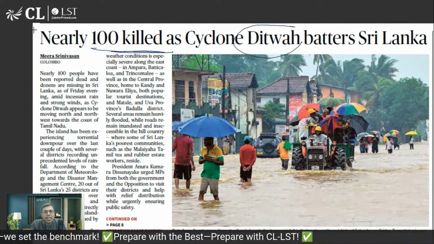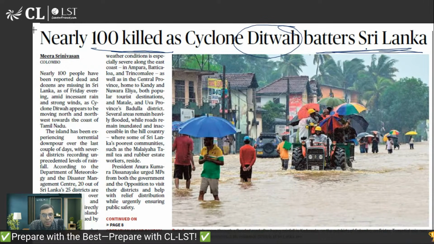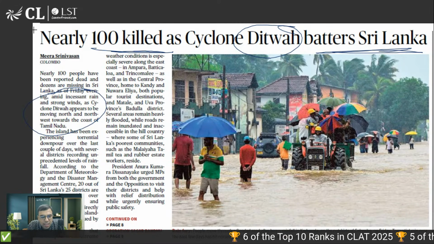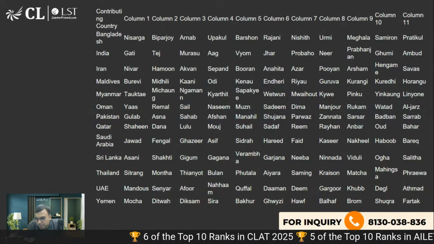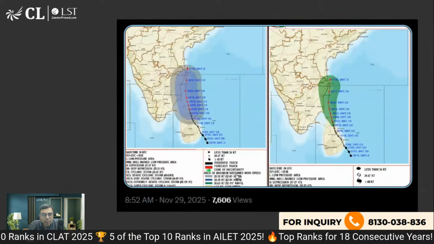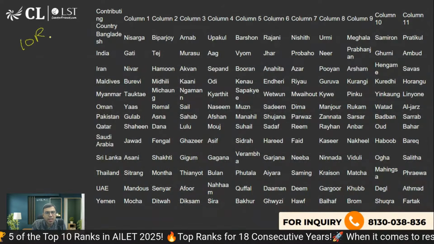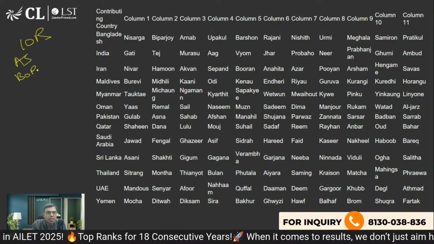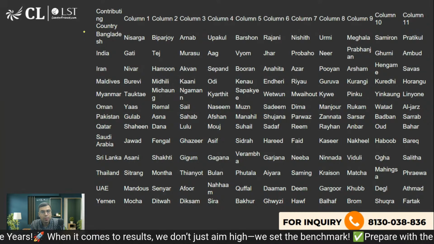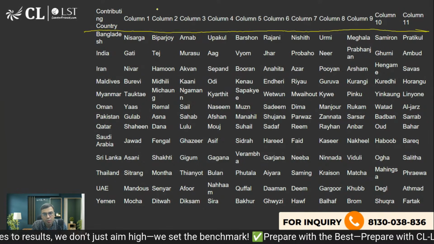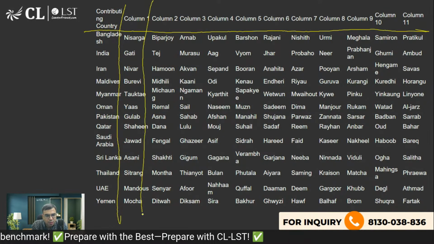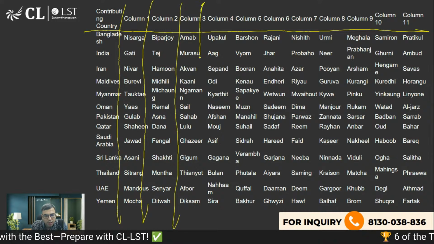Nearly 100 died as Cyclone Ditwa batters Sri Lanka. This is affecting Sri Lanka and the Tamil Nadu region. Can anyone tell me how the names are being given? Whenever a cyclone comes in the Indian Ocean region, Arabian Sea or Bay of Bengal, the names are given like this. Let me write it out, and I'll explain how it works.